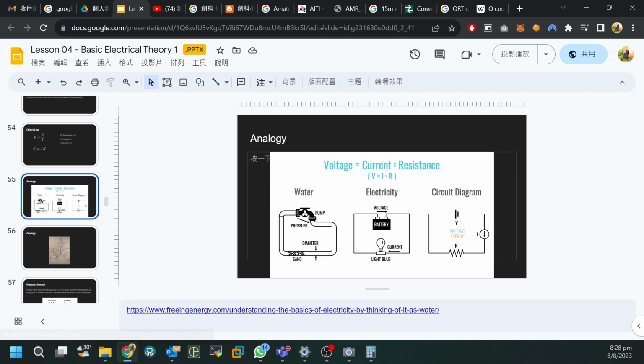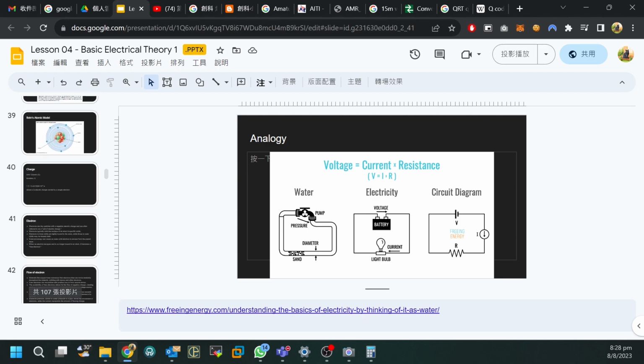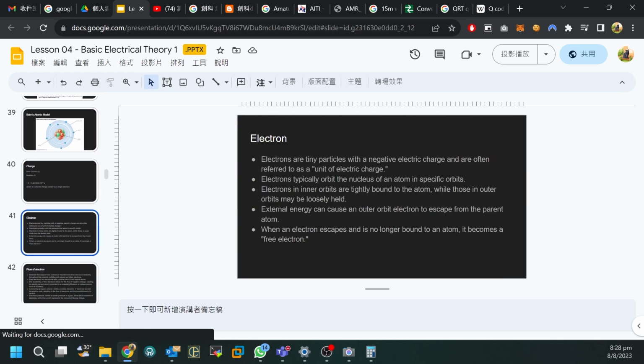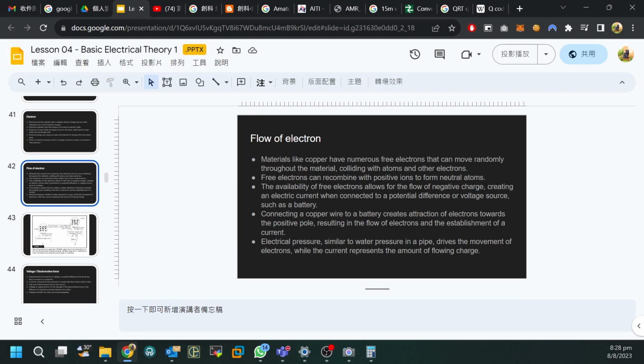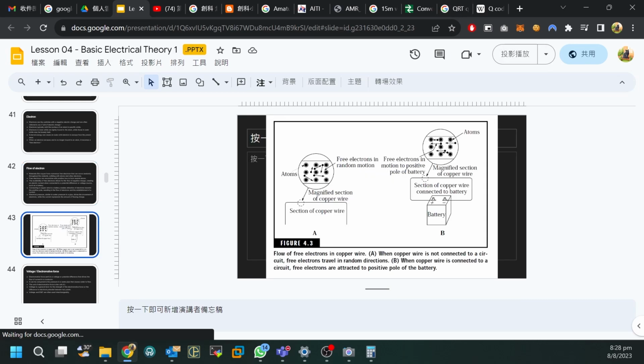So the potential difference looks like this. You have a water pump here, so the water will flow. Similarly, once you connect the battery, the electrons will flow. If you are good in physics, you know about drift velocity, and you can know how fast the electrons flow. But we are not going to talk about it.